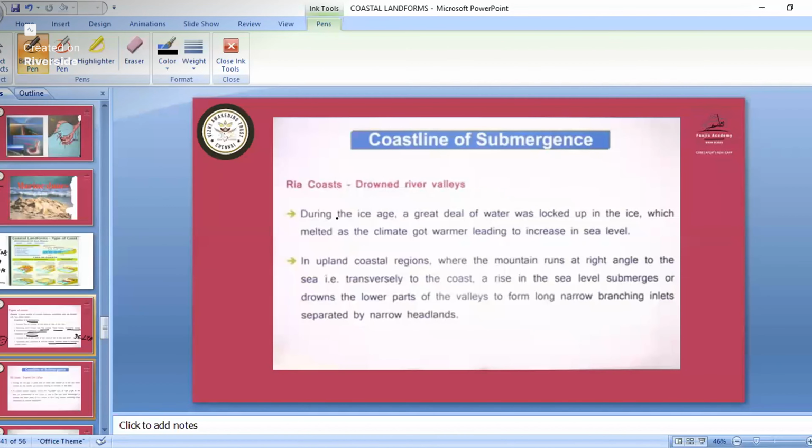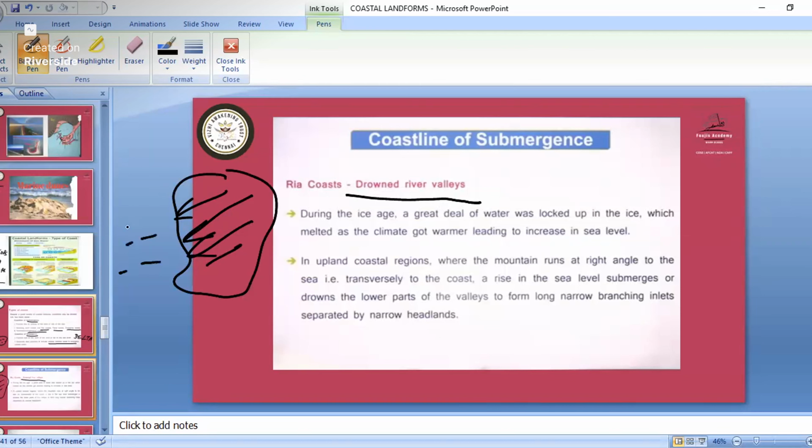Now in this we will study about the ria coast. See how ria coast formation takes place. In the submergence area, the river is flowing. In the fluvial landform, we have studied about the V-shaped valley. Suppose this is the continental side and this is the ocean side. Water is flowing on the mountain part nearby the sea area, so they are making a V-shaped valley.